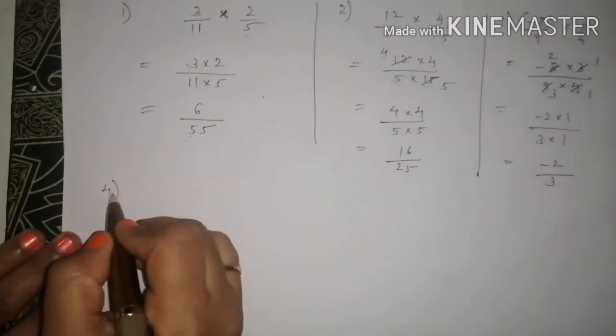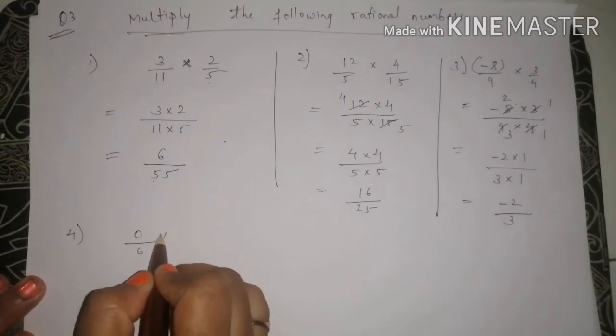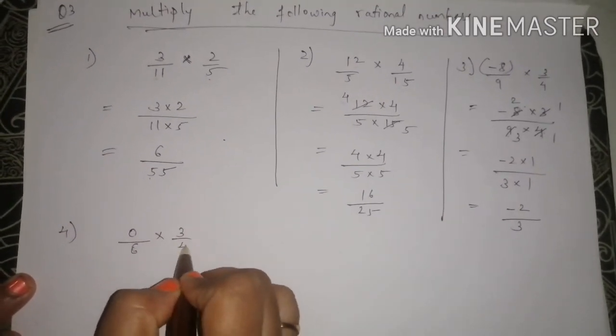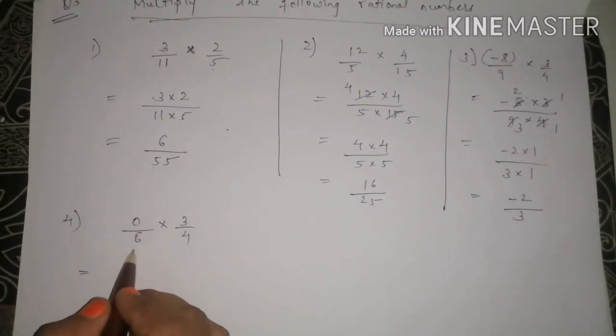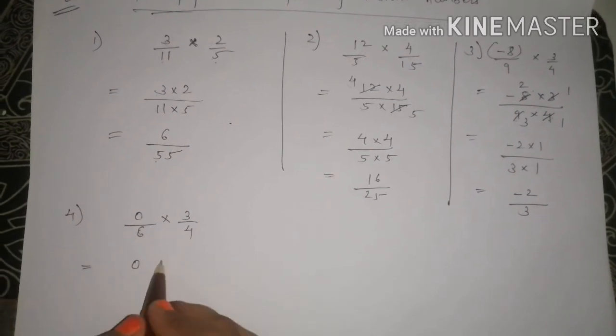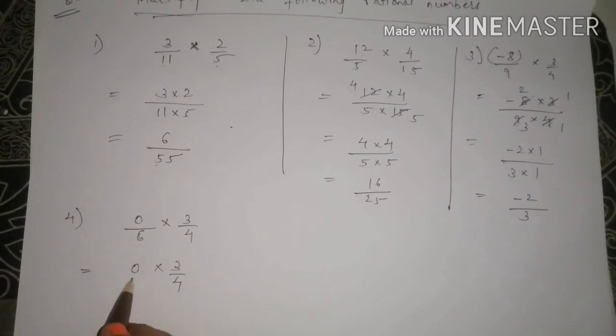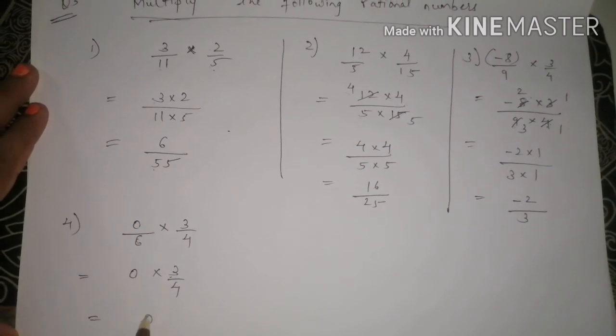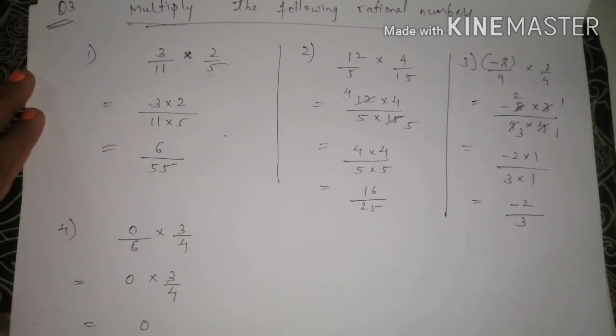The last sum, fourth sum, 0 upon 6 multiplied by 3 upon 4. 0 upon 6 means this is 0 only. 0 into 3 upon 4. Any number we multiply by 0, the answer is 0 only. So the final answer is 0.